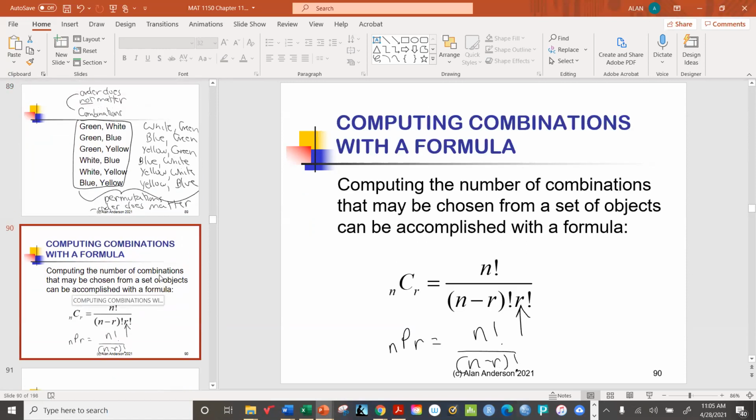There we go. So all of a sudden in the denominator, there's this extra r factorial that we did not have before. Basically, why that's there is to screen out all the repeated values. And of course, you notice it says nCr instead of nPr. The C stands for combinations, as opposed to P, which is, of course, permutations.